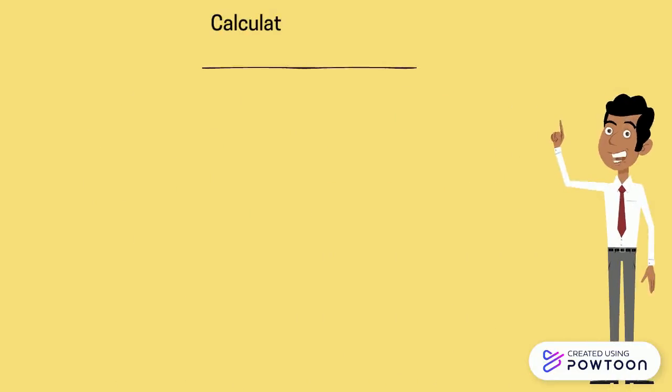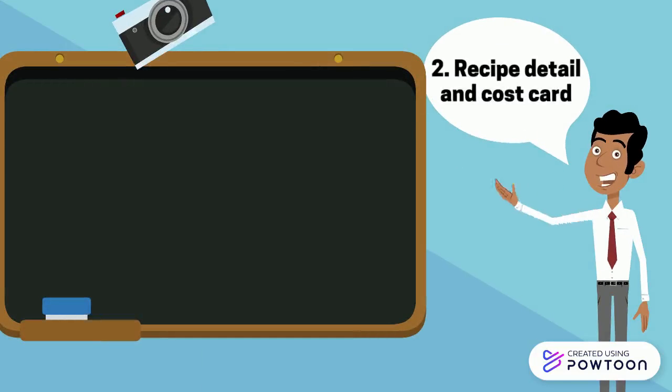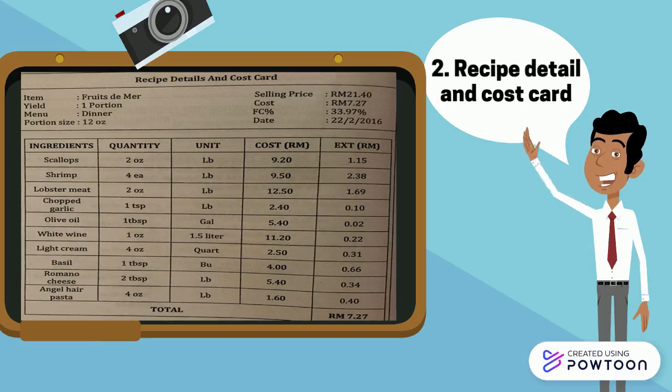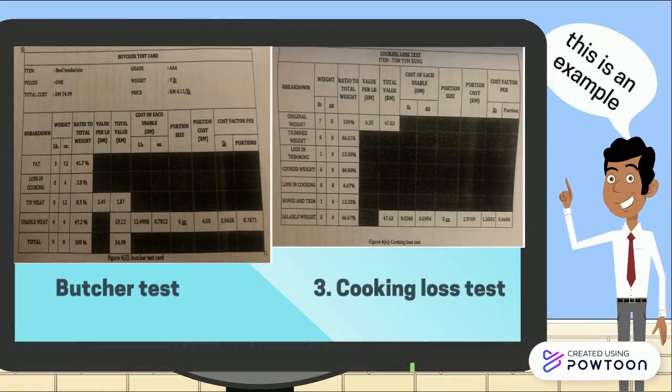Calculation of standard portion cost. The formula. Example of recipe detail and cost card. Example of butcher test and cooking loss test.